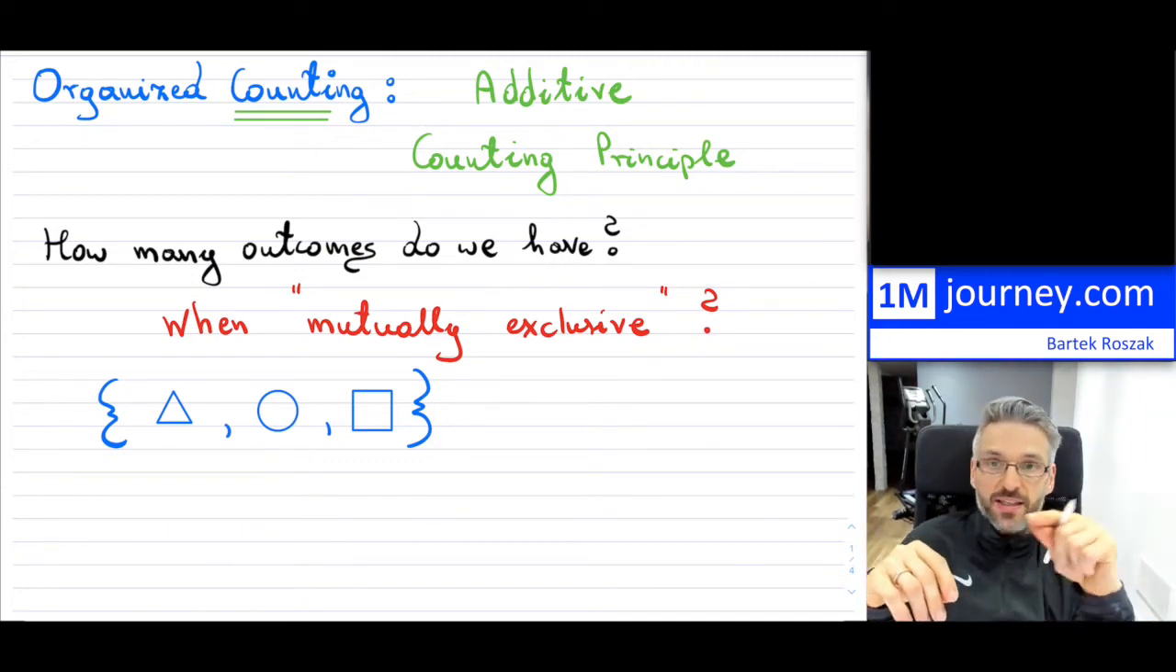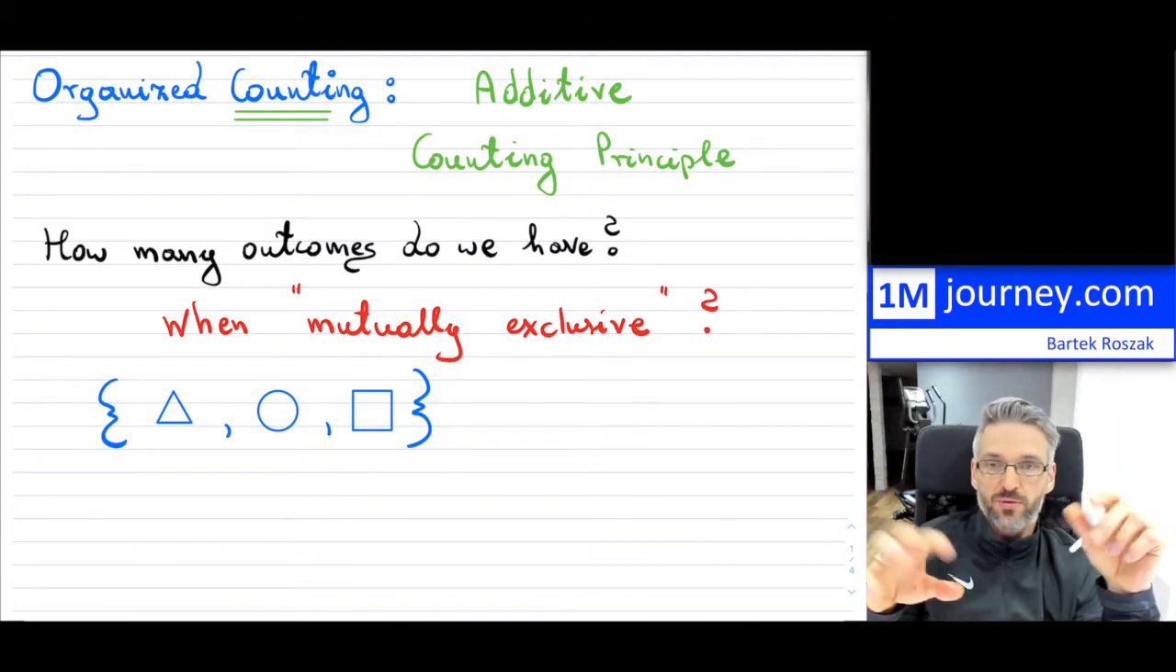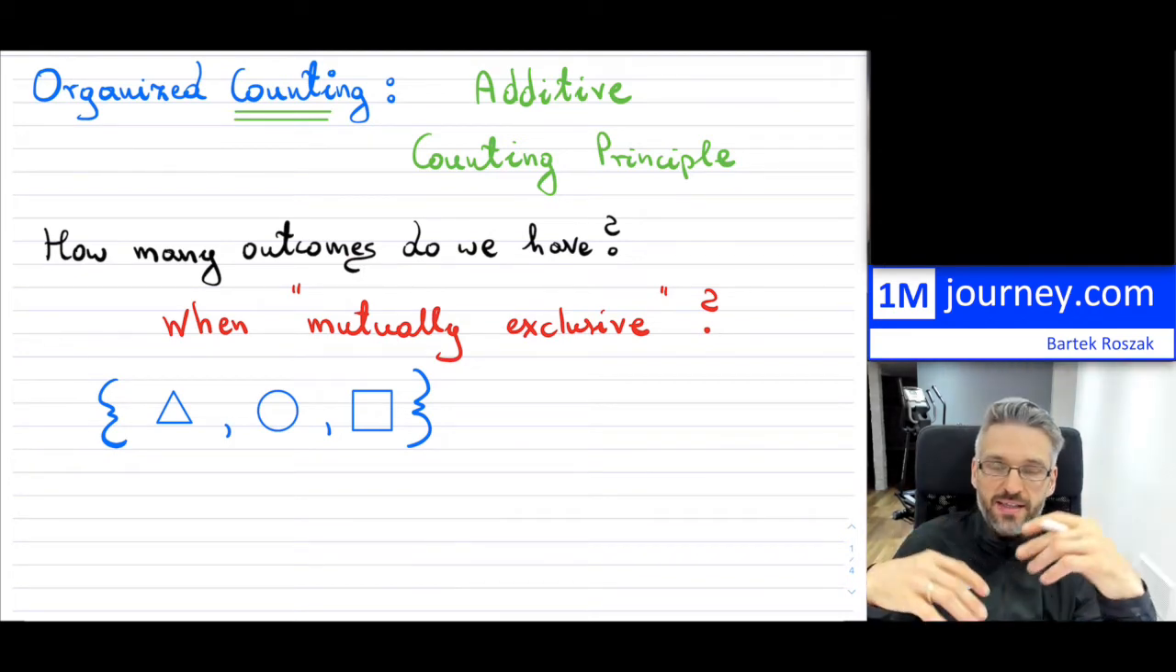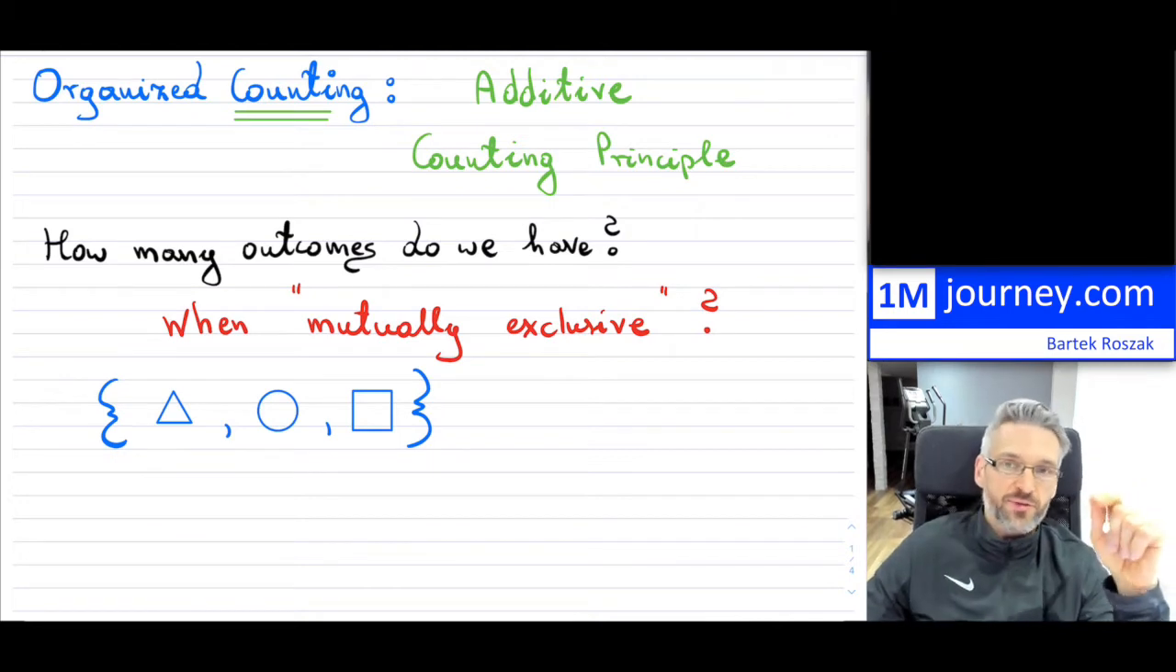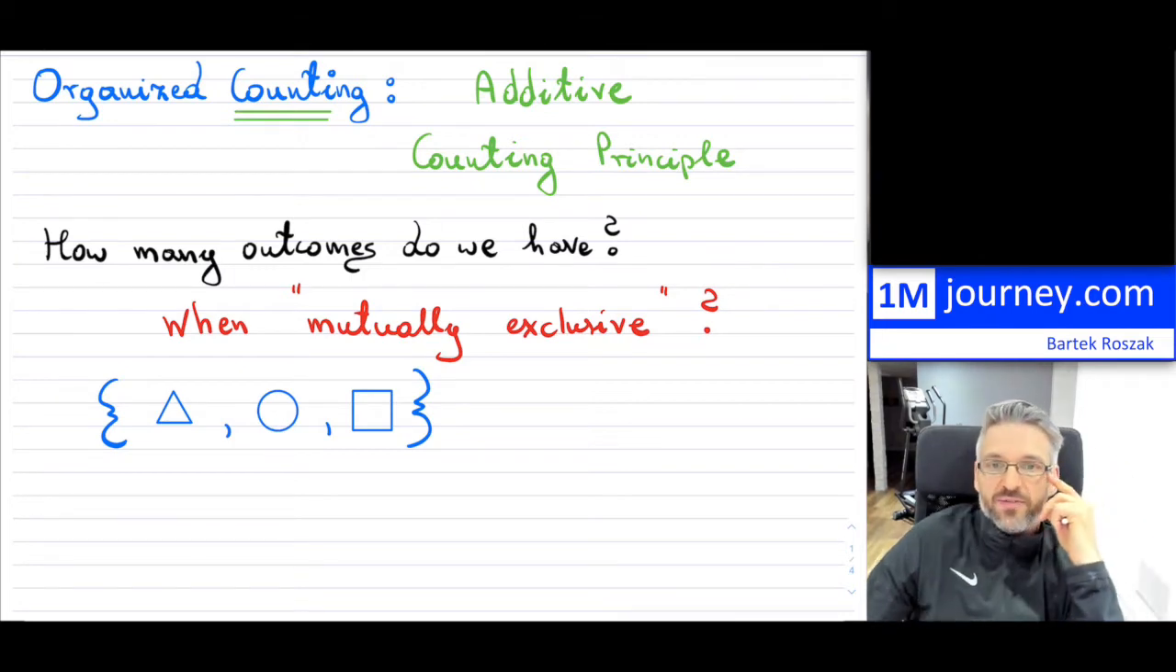Now, I've done the first original video on organized counting, which was for the multiplicative counting principle, when you would be multiplying certain things based on the outcomes that can happen. And I'll put up a link up above there because you do have to know that if you're going to be watching this video. So now, what is this additive counting principle, and how does it differ from the other video that we have done?